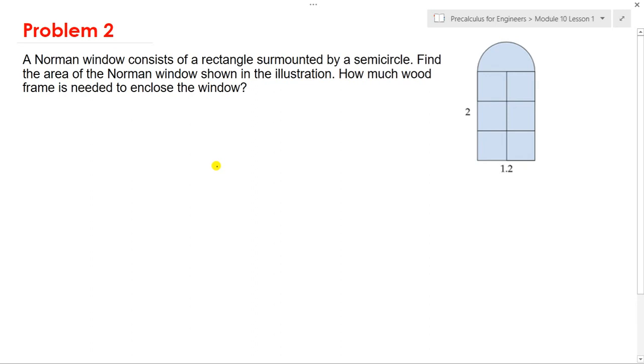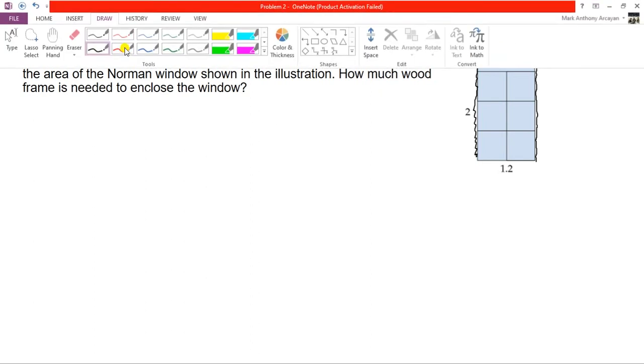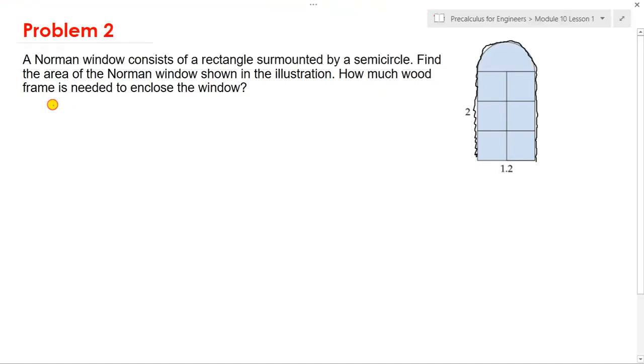So, we have here a normal window consists of a rectangle surmounted by a semicircle. So, nasa figure. Then, find the area of the normal window shown in the illustration. So, how much wood frame is needed to enclose the window? So, how much wood frame is needed to enclose the window, that is just the perimeter of the window, kaning outside. Kani. Outside niya. So, unsa man na ito pagkuhan?